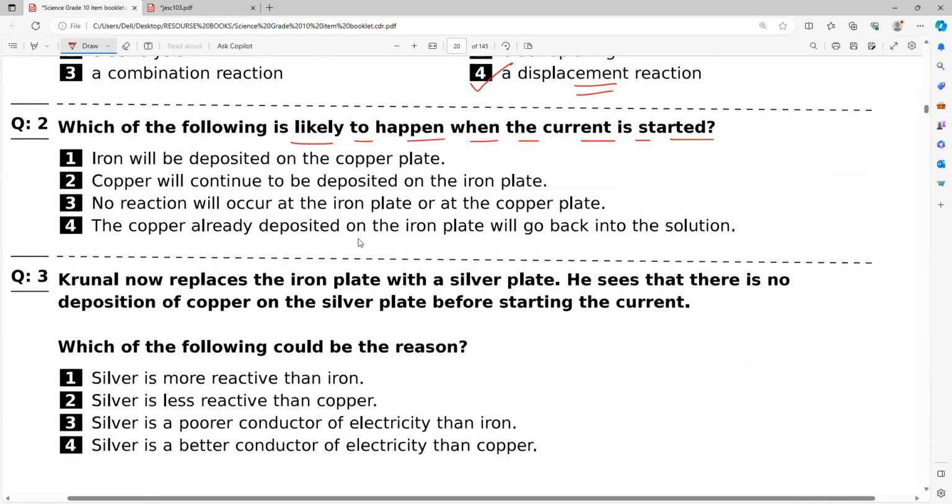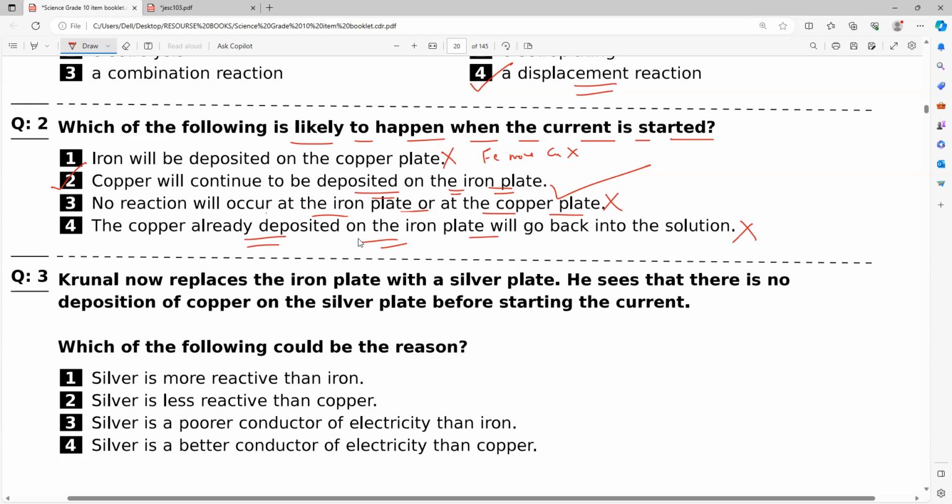So what is going to happen? Copper will continue to be deposited on the iron plate. Let us go with the elimination method. First, iron will be deposited on the copper. No, because we all know iron is more reactive than copper. Not possible. No reaction will occur at the iron plate or at the copper plate. It is also not possible. The copper already deposited on the iron plate will go back to the solution. Impossible. So what is the only possibility? It will continue to be deposited on the iron plate. That's all. Understand, everybody? Please respond.